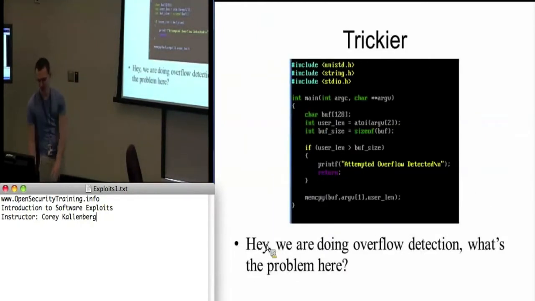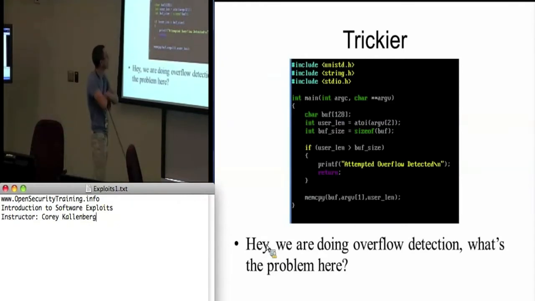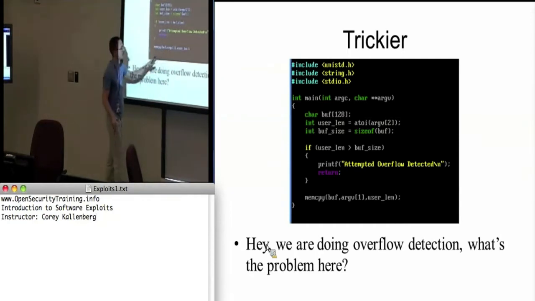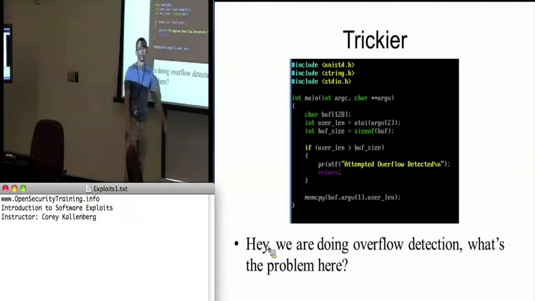Okay, here's a pretty handy one. Why don't you guys take a look at this for a second, see if you can figure out what looks fishy about this. I'll tell you that memcpy assumes that its third argument is an unsigned integer, since you can't copy a negative number of bytes.